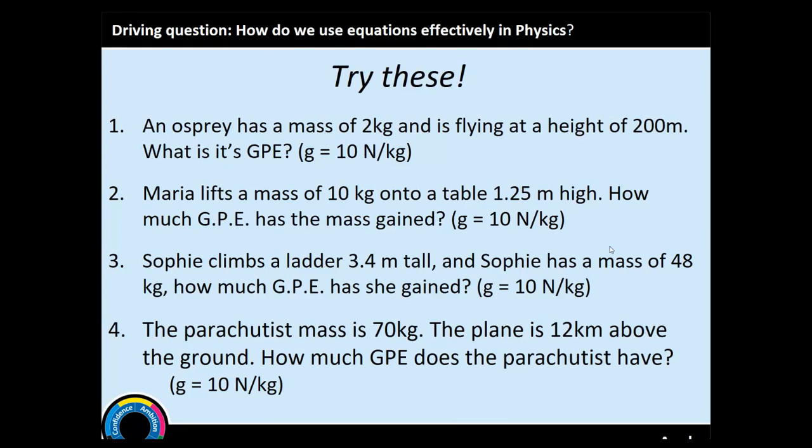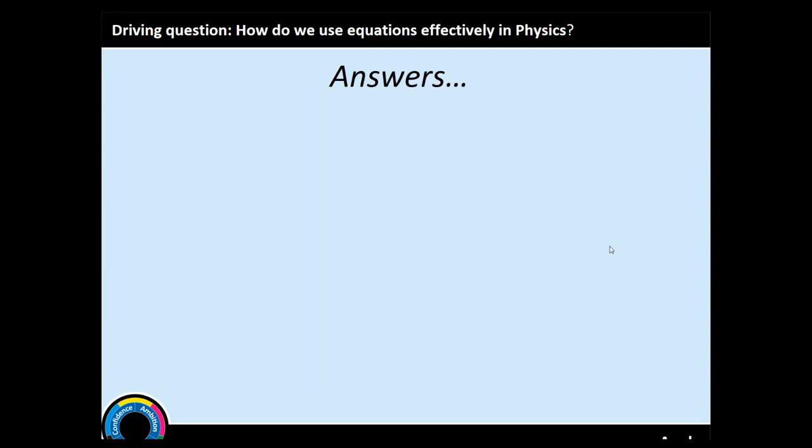Now, try these four questions out and see whether you understand the concept we've just looked at. Pause the video now and try them out. Right, hope you've tried out these questions. Let's look at the answers. First one, we're given the mass as 2 kilogram, g as 10, and then the height as 200. You multiply these three numbers together, you have 4,000 joules.